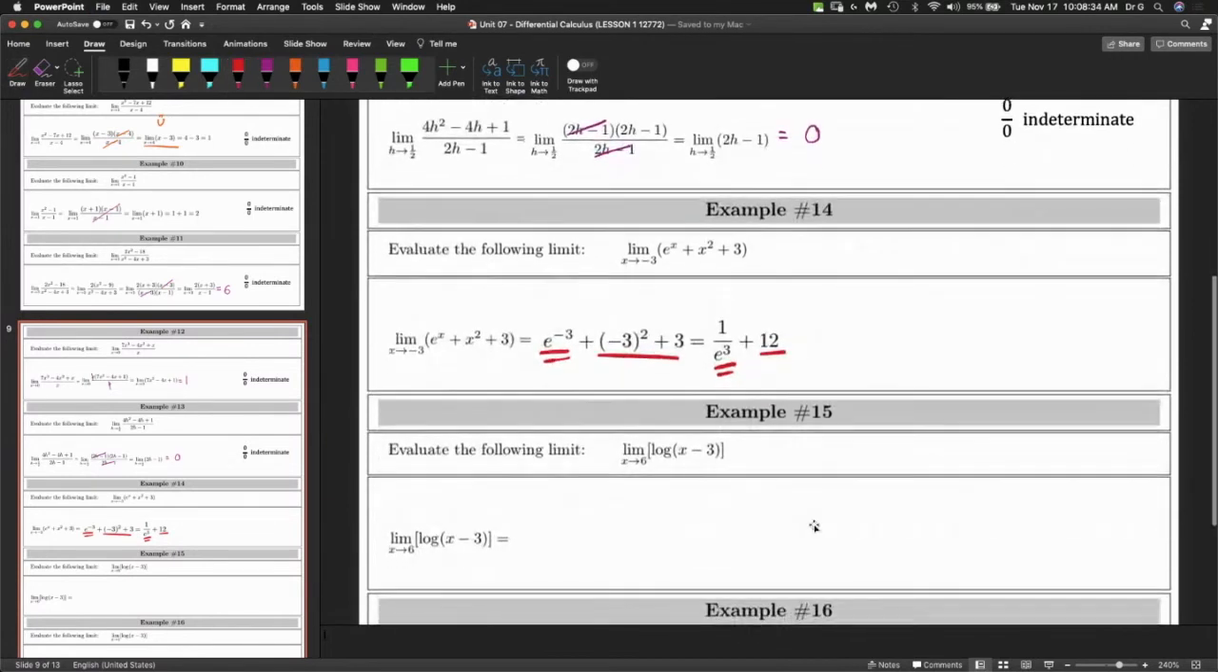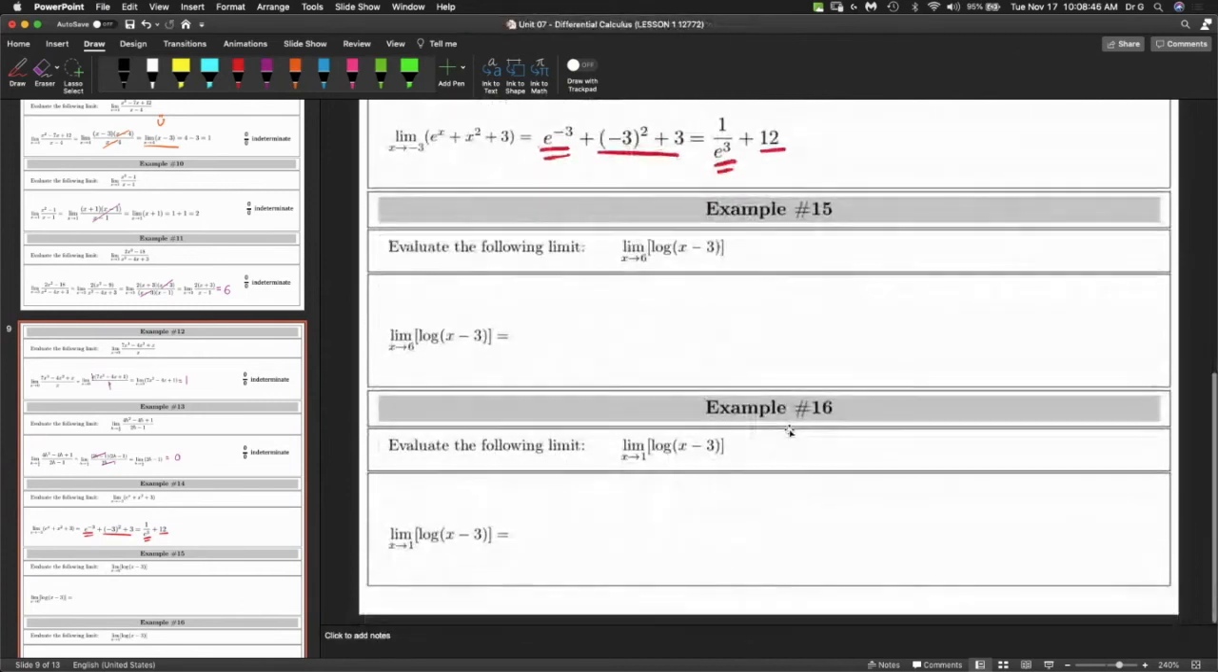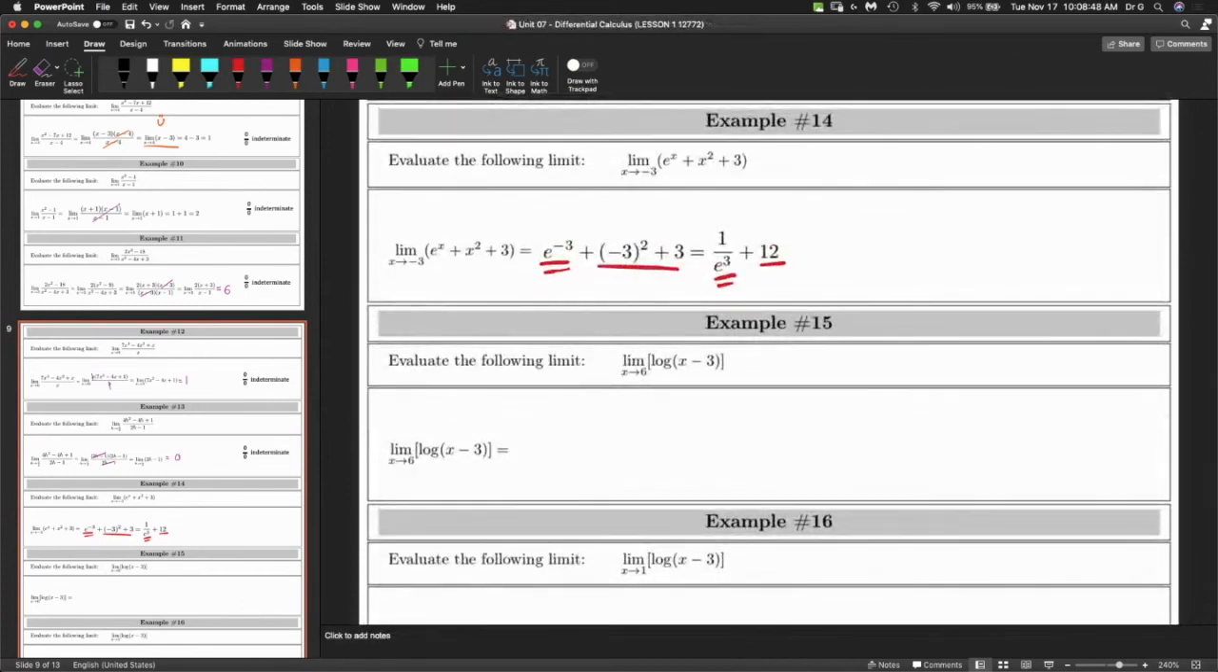Including the next question. The next question, you can also just plug in the number. There's no problem plugging in a 6 there for x. If you plug in a 6, you're going to get log, where'd it go? I lost my screenshot. If you plug in 6 there, you just get 3, because it's 6 minus 3. So the answer is just log of 3. And that's pretty much it.